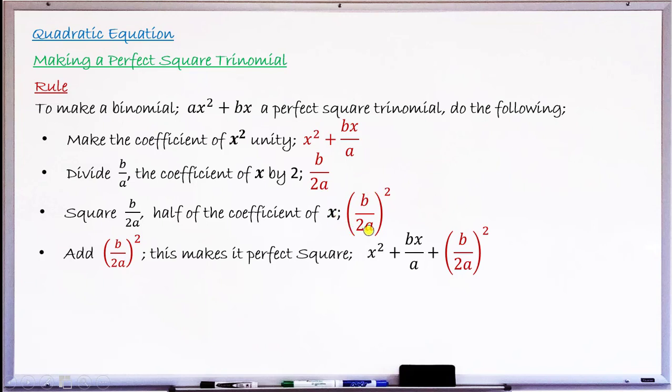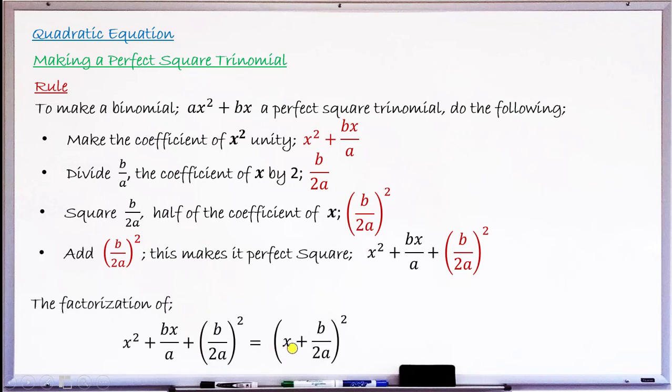And it is that final result that you are going to add as another additional term to make it 3 terms. And after adding it, it will now become a perfect square trinomial. And if this is a perfect square trinomial, we can now write the factorization of this very trinomial as x plus b all over 2a, in brackets, and the bracket raised to the power of 2.